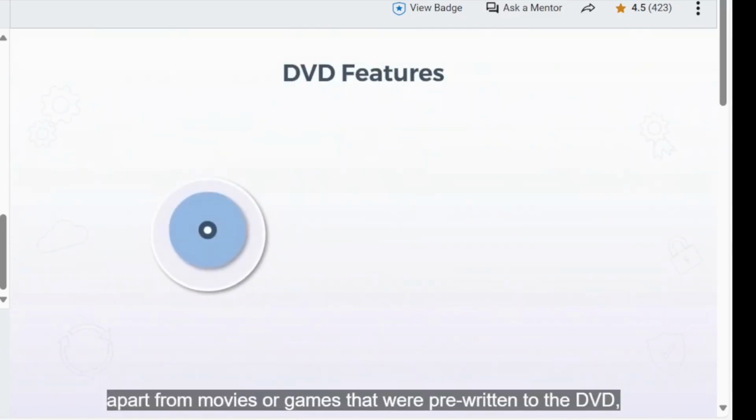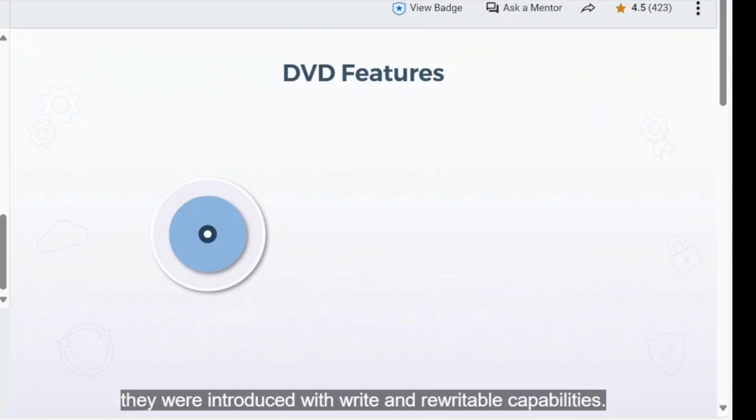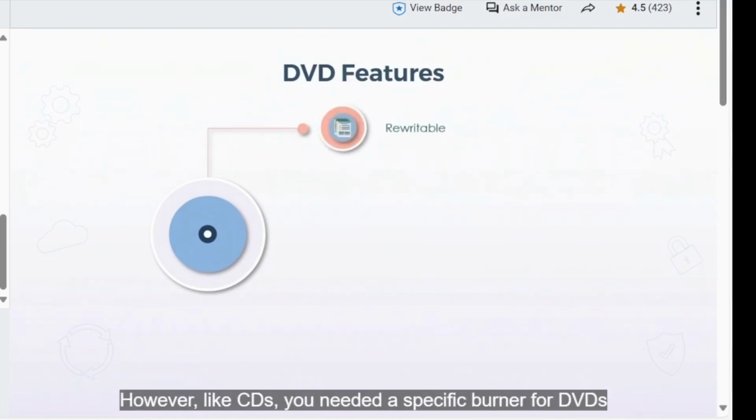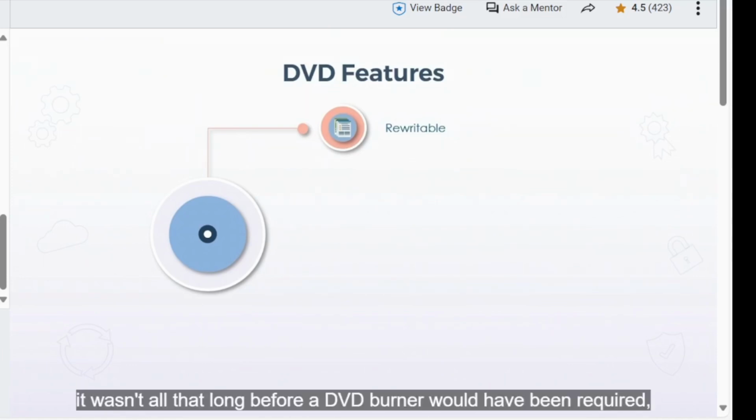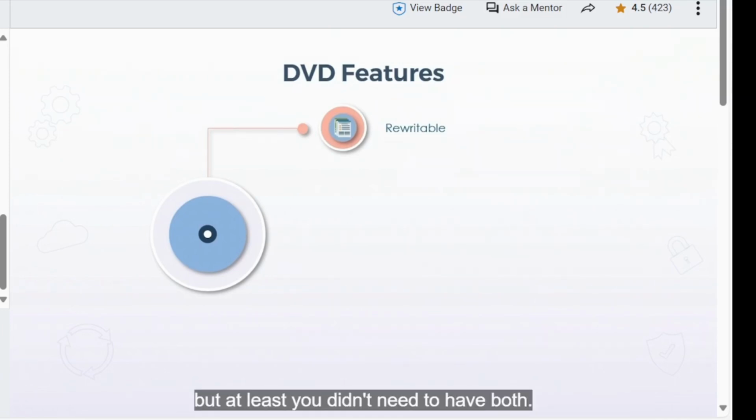In terms of features, apart from movies or games that were pre-written to the DVD, they were introduced with write and rewritable capabilities. However, like CDs, you needed a specific burner for DVDs because it's an entirely different format, so once again, a lot of upgrading occurred. Particularly for anyone who may have been a little late in purchasing a CD burner, it wasn't all that long before a DVD burner would have been required. But at least you didn't need to have both. Most, if not all, DVD burners were at least backward compatible with CDs, and they could read or write for both formats.